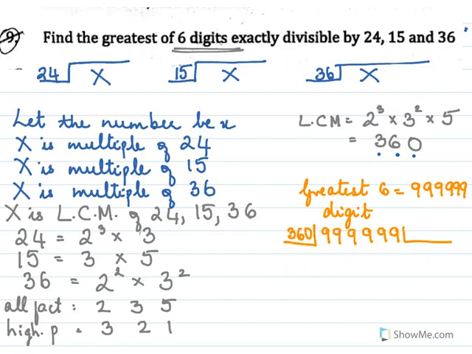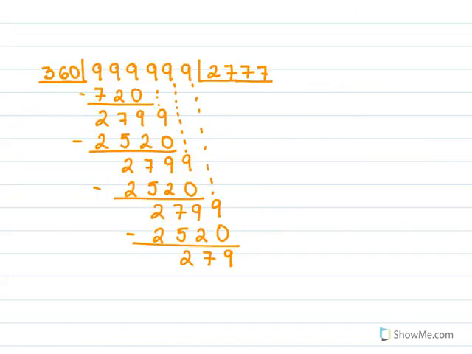So now we'll do the division. Here's the division, and we see that 99999 is not divisible by 360. So the number divisible by 360 will be 99999 minus 279, and that is 99720.